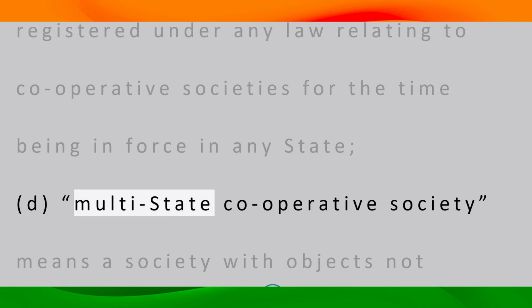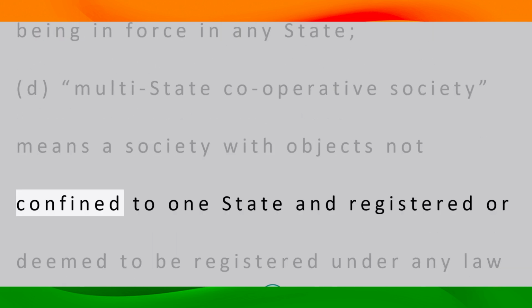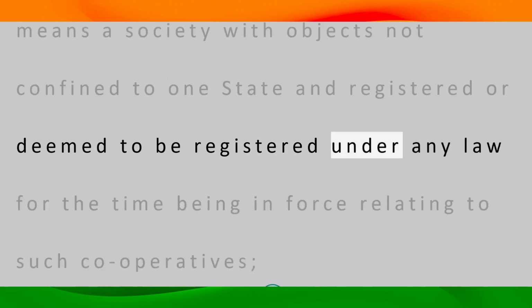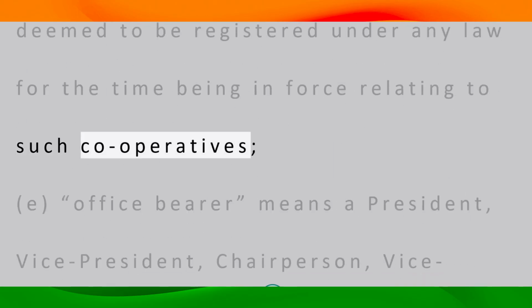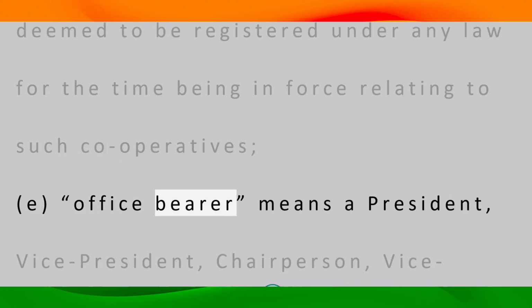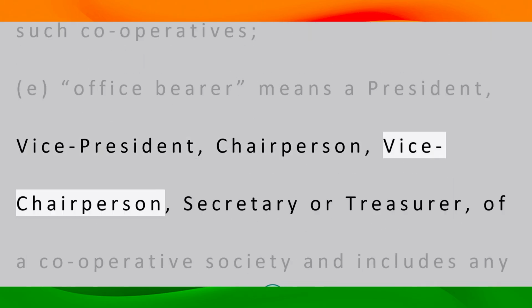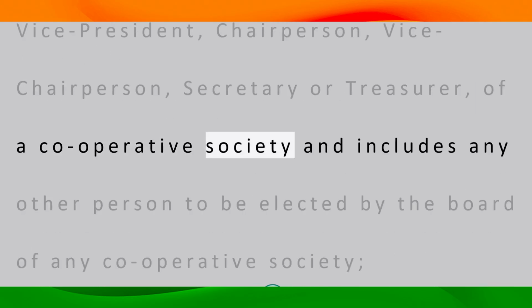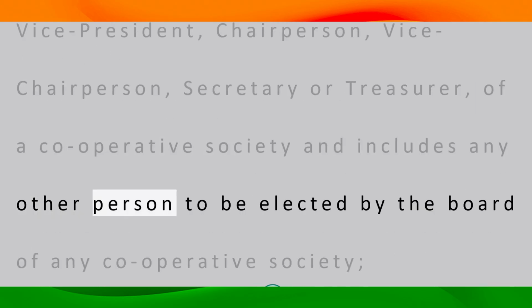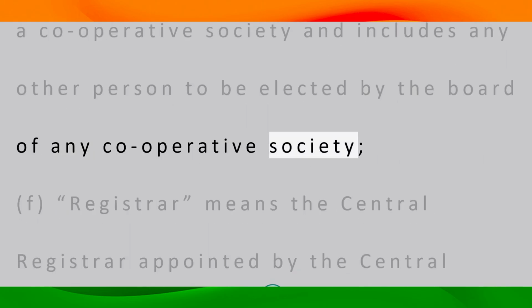D. Multi-state cooperative society means a society with objects not confined to one state and registered or deemed to be registered under any law for the time being in force relating to such cooperatives. E. Office bearer means a president, vice president, chairperson, vice-chairperson, secretary or treasurer of a cooperative society and includes any other person to be elected by the board of any cooperative society.